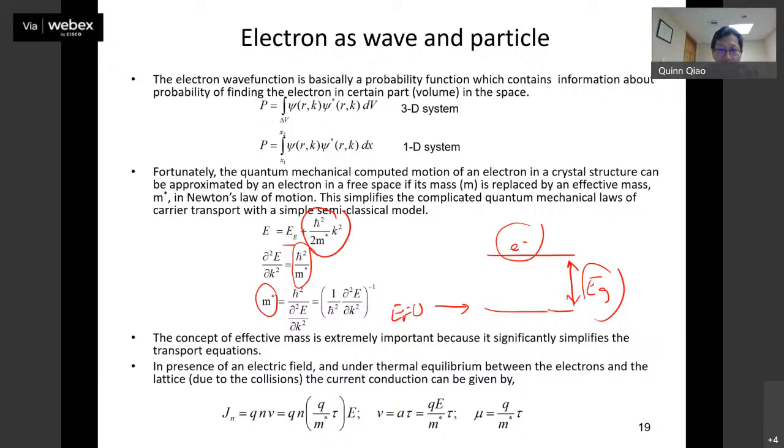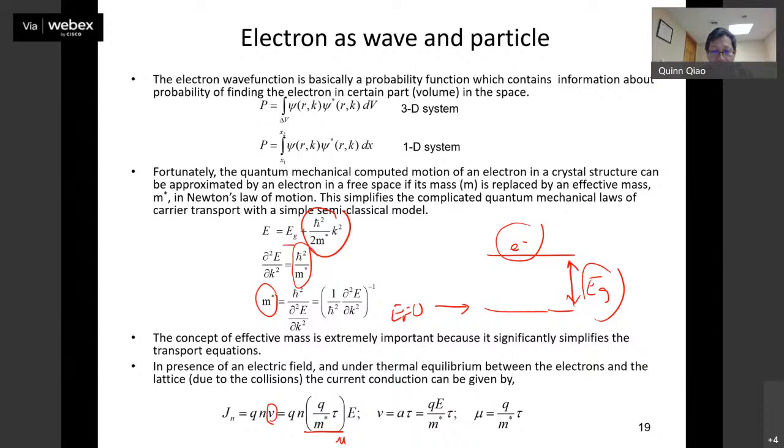Once we have the effective mass, that's important for us because we can then find the velocity. The velocity, typically the speed of electrons, is equal to q times tau over m star, and then times E. If you think about this, this basically is mu, the mobility. So mu is mobility, which is equal to q times tau over m star, where m star is the effective mass.